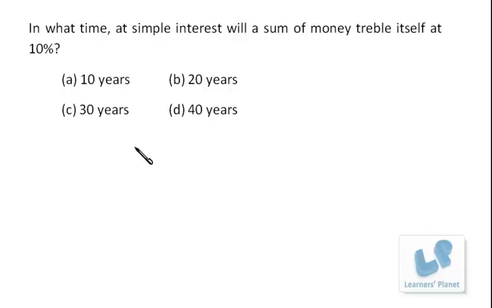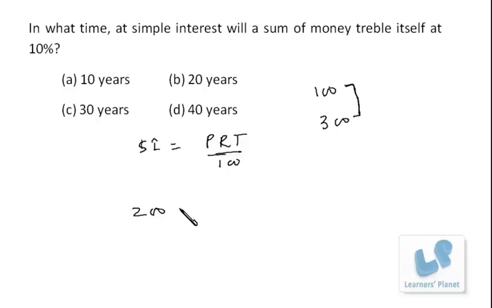Now we know the formula for simple interest. It's PRT by 100. Now let's go step by step for a better clarity of concept. We want the money to be tripled. That means if I have 100 rupees, I should be getting 300 rupees after a certain period of time. That means what is the interest portion? From 100 to 300, the interest portion is rupees 200, isn't it? So 200 is the interest portion.